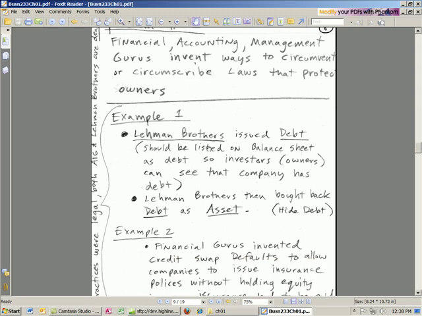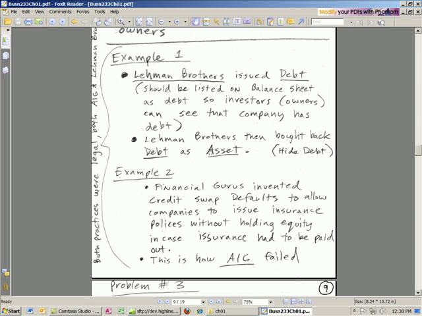Lots of examples through history. I will just take the 2 most recent ones. Lehman Brothers did this. They issued debt, right? So they go out and they say, hey, I want to borrow some money. And then it's listed on the balance sheet as debt, which it should be. But then what did they do? They did these accounting tricks where they actually bought the debt back and recorded it as an asset, totally hiding the debt. Now, the thing is, this was legal. It was not illegal to do this.